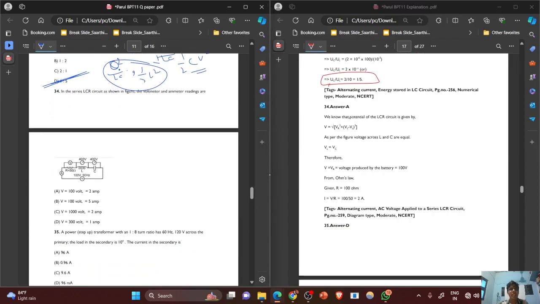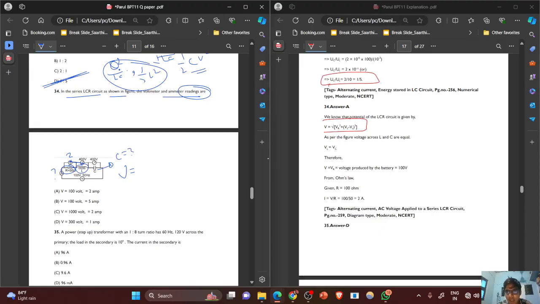Now moving ahead. In a series LCR circuit as shown in the figure, find the voltmeter and ammeter readings. Okay, it is asking about the voltmeter. It is a series LCR circuit. R is given, L is given, C is not given actually here. It's asking about the voltmeter and ammeter. Voltmeter is here, ammeter is here. Now, as you can see in the solution, the voltage is given this way. Actually there is a mistake in the figure. C should also be given, otherwise it can't be solved.